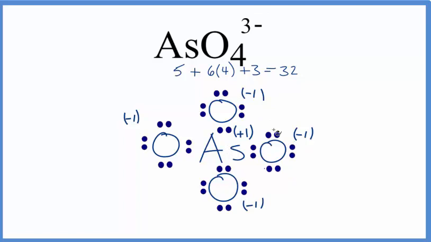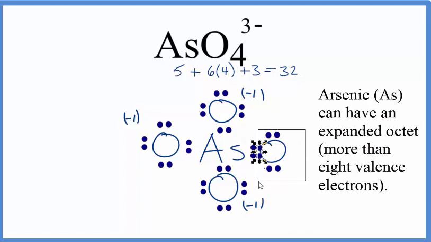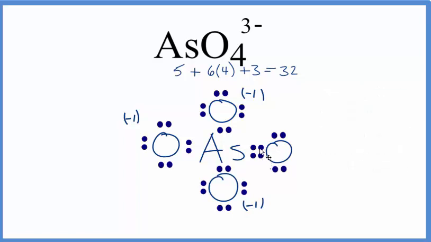So what we can do, let's change this oxygen here. Let's move this pair of electrons between the oxygen and the arsenic atom. When we do that, we have a double bond. Now we'll have a formal charge of 0 on the oxygen and 0 on the arsenic atom. So this is considered a more favorable Lewis structure because the formal charges are closer to 0, while still having the -1, 2, 3, the charge on the ion.